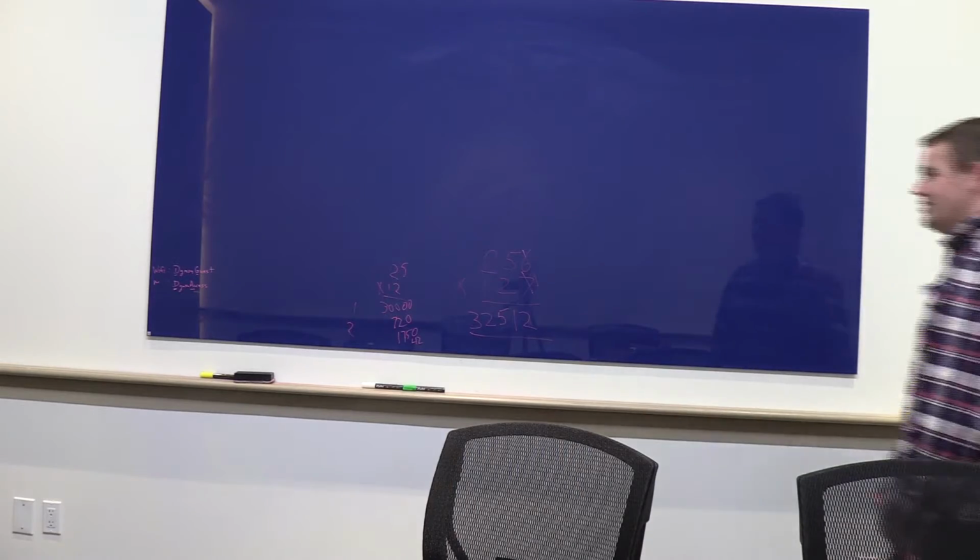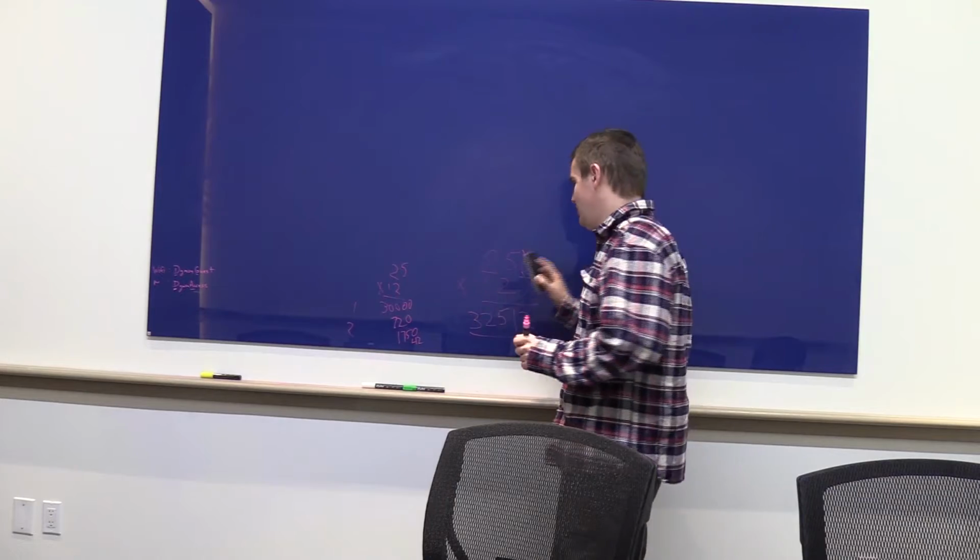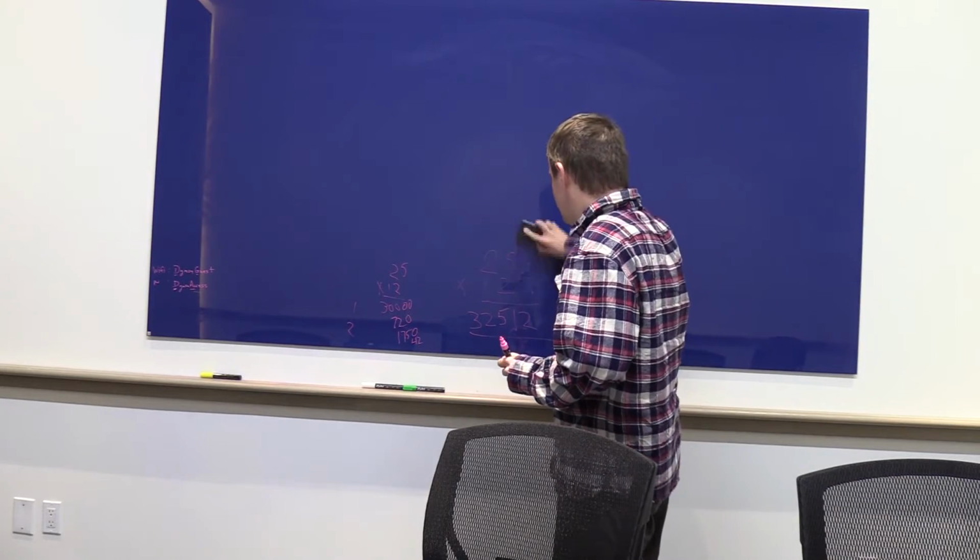Make sure that people can see that. Okay, good. So I hope that explains the 3-digit by 3-digit, but what happens if I want to do something a little more challenging?